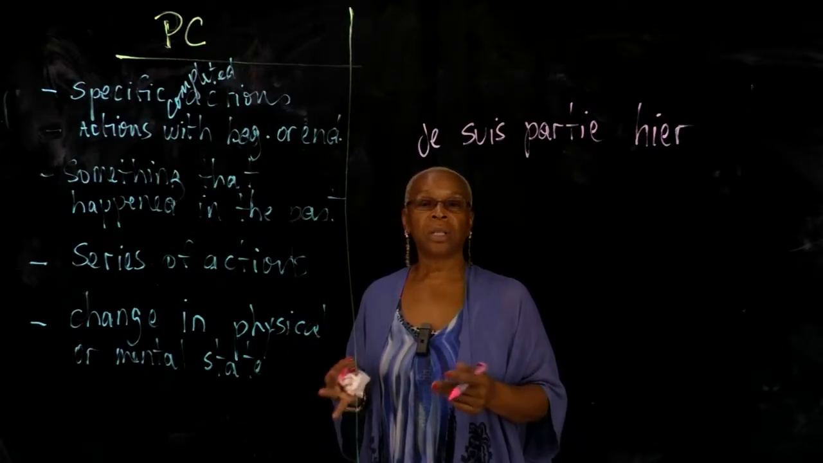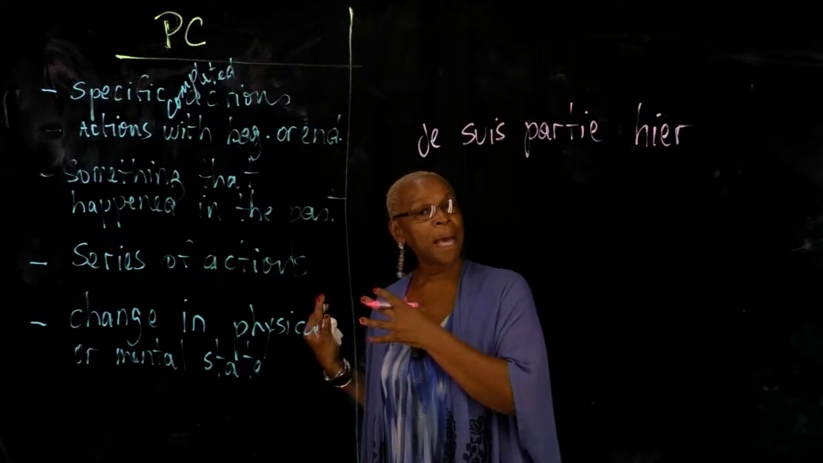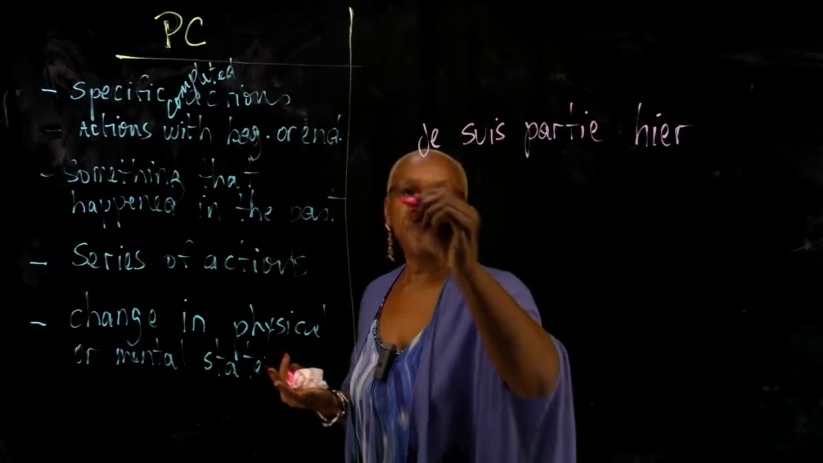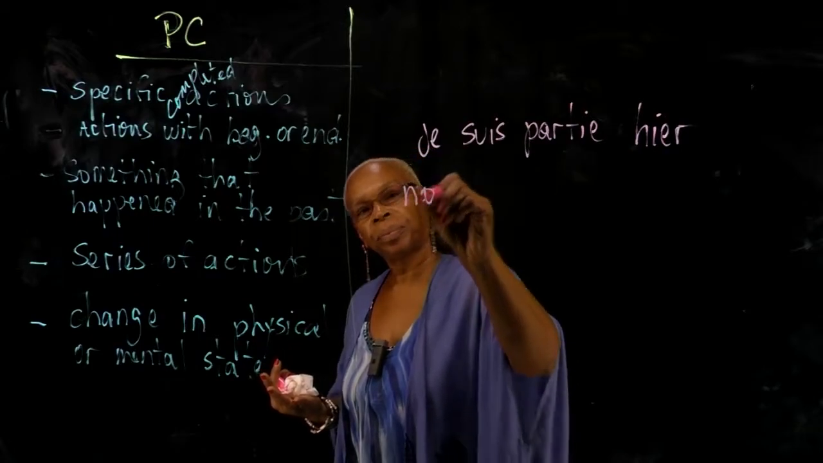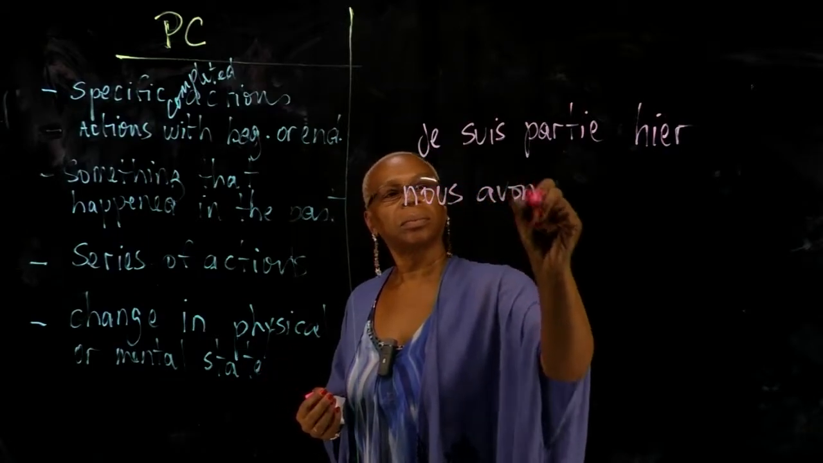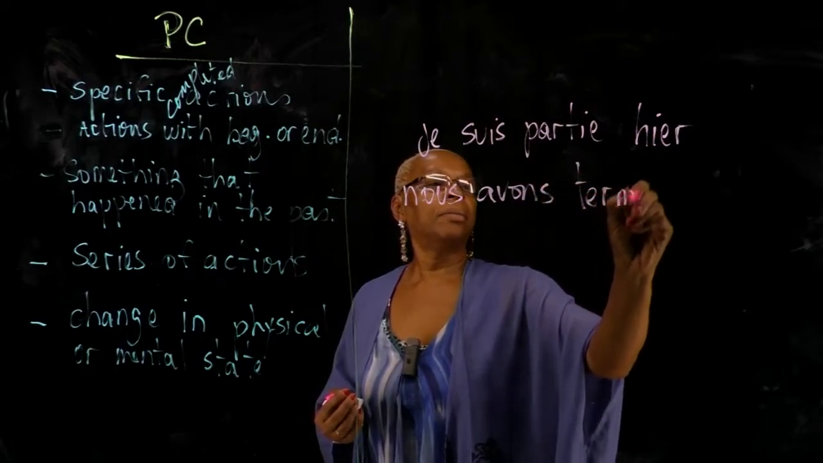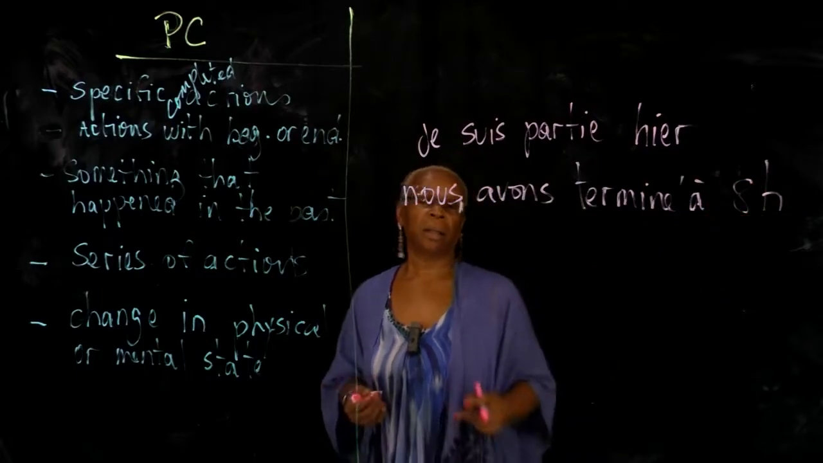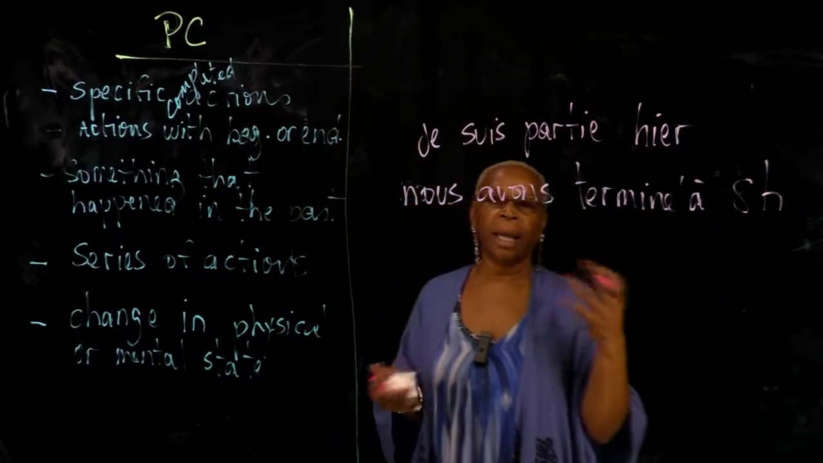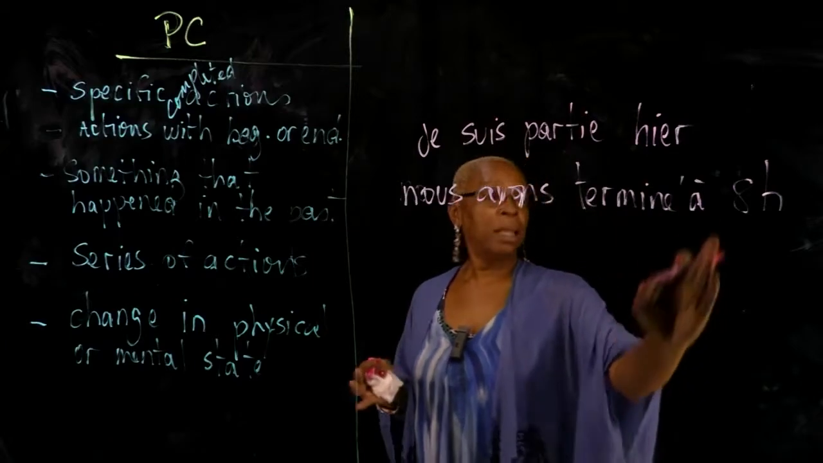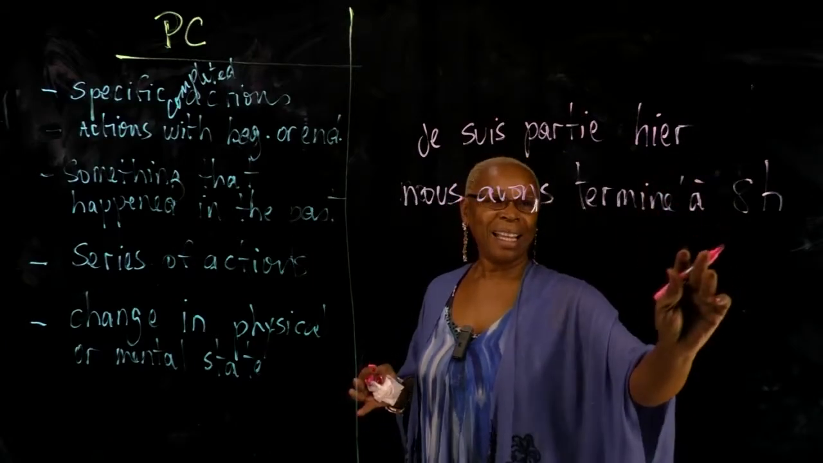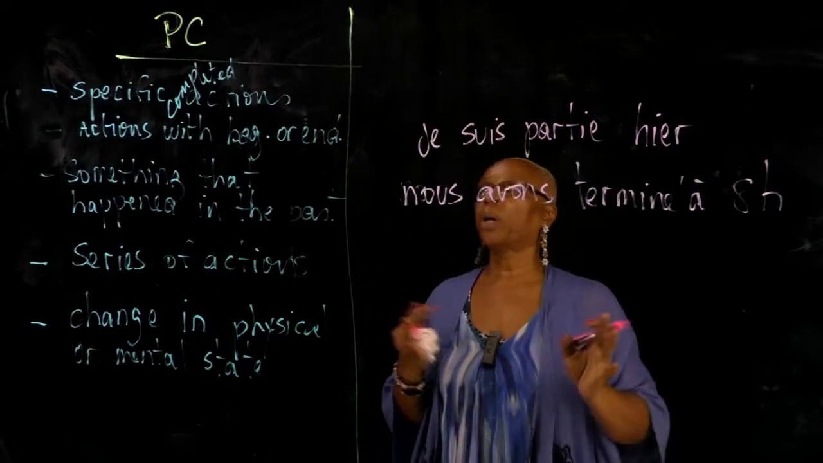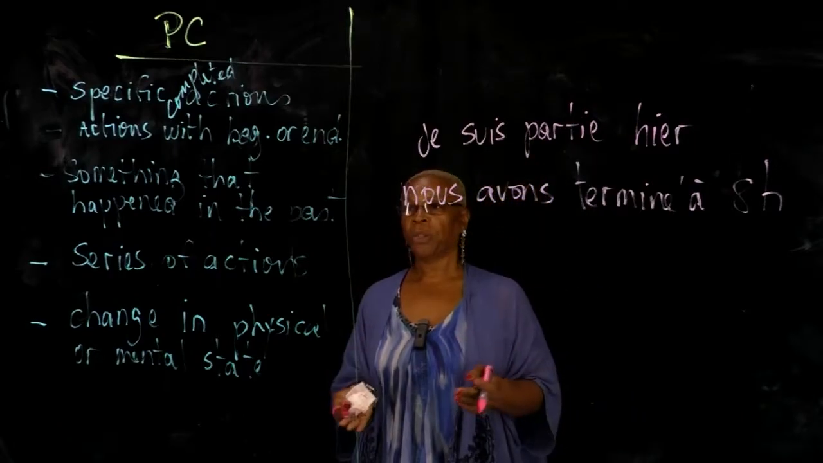You use the passé composé for an action that happened in the past that had a specific beginning or end. For example, nous avons terminé à 8 heures. So 8 o'clock, it could be 8 p.m. or 8 a.m., it doesn't really matter, but you know that the action ended at 8. So that's very specified, and it happened in the past. So therefore, we're going to use passé composé, okay?